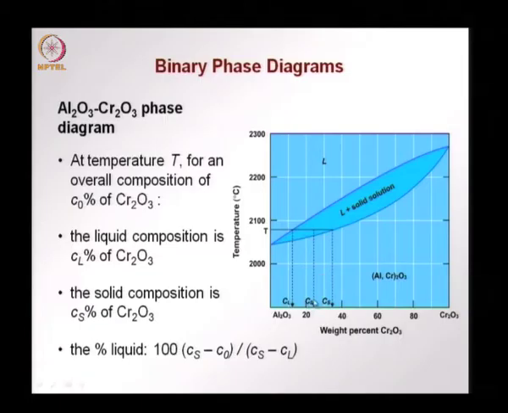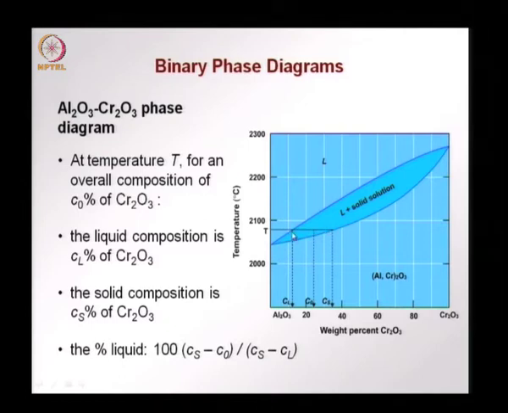Say we have a composition C0 defining the amount of chromium oxide in the aluminum oxide. Independent of this, the composition of the liquid phase and the solid phase are always given by this tie line intersection with this liquidus and solidus line. Using this, we can find out what is the percentage of liquid. So, if we take an alloy with C0 percentage of chromium oxide in aluminum oxide, at a particular temperature T, we draw this tie line.